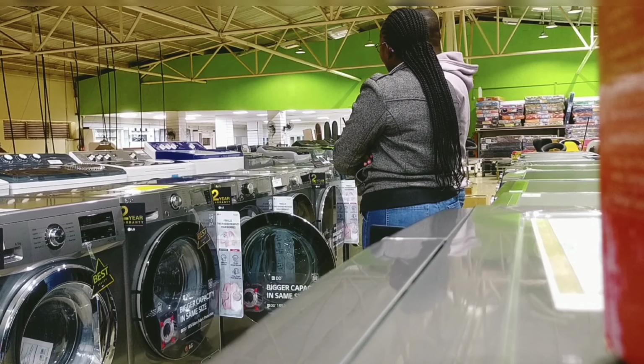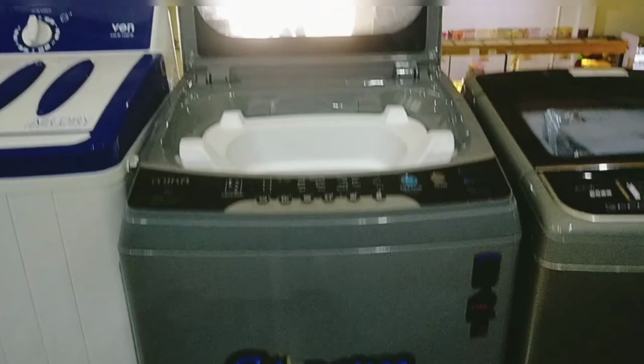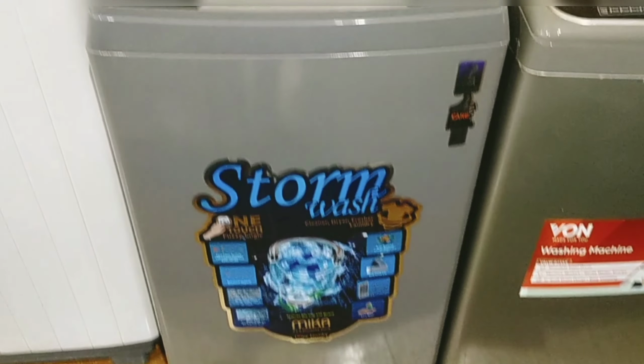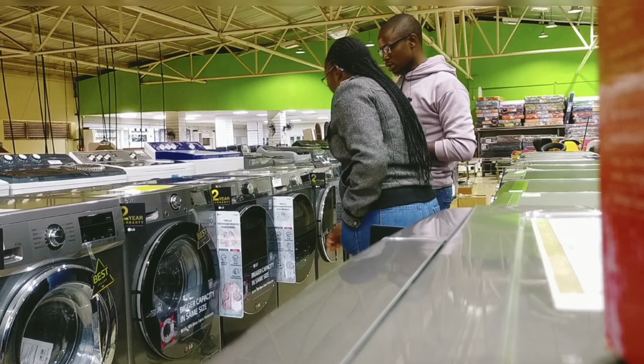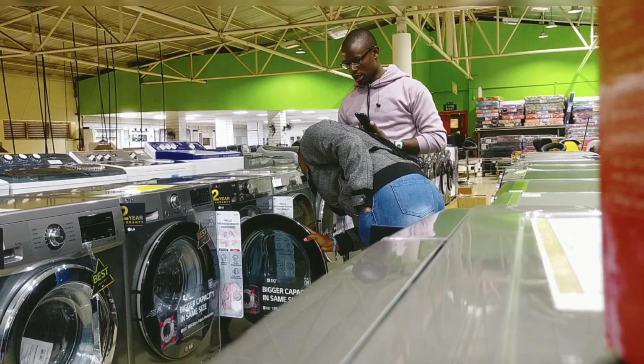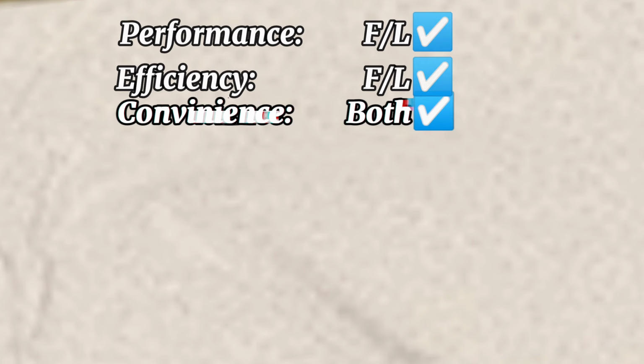For the top loads, you can open the door from the top, and then you can load your clothes while standing. There's no issue with that. So in terms of convenience, I think each has its own advantage and disadvantage. So one we can say both of them are better compared to the other, depending on what you are talking about.